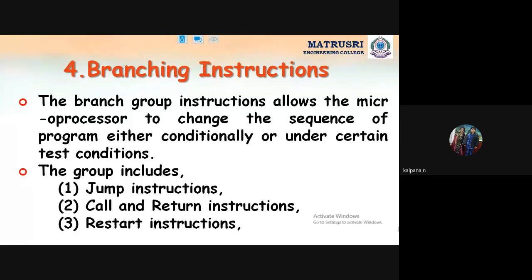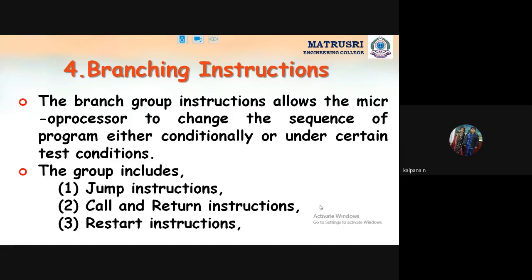What is the use of the branching instructions? In order to change the sequence of the program. Sequence of the program means what? If a program has 10 instructions and we are at the fifth instruction, suddenly we want to jump from the fifth to the first again. Here we are changing the sequence by jumping from fifth to one.